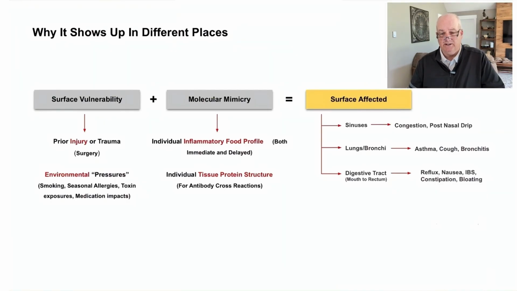The colon, it could be constipation problems. The surface affected in the urinary tract, this can lead to symptoms of urinary frequency, urinary irritation, and sometimes infections. Nighttime frequency, things like that. Now, a histamine reaction in the bladder can actually cause symptoms that can mimic a urinary tract infection.